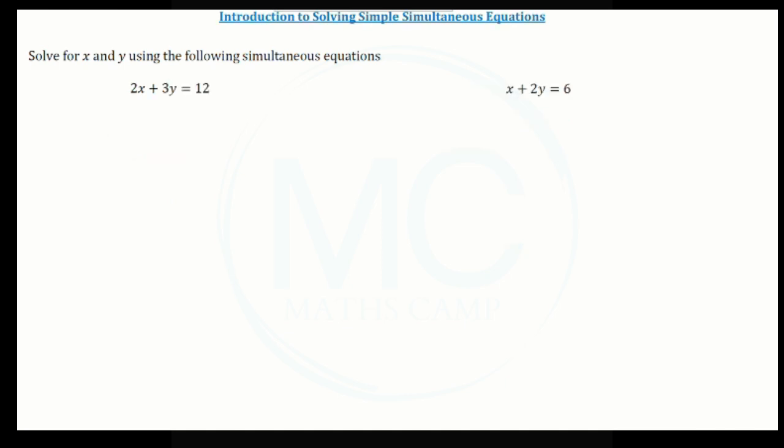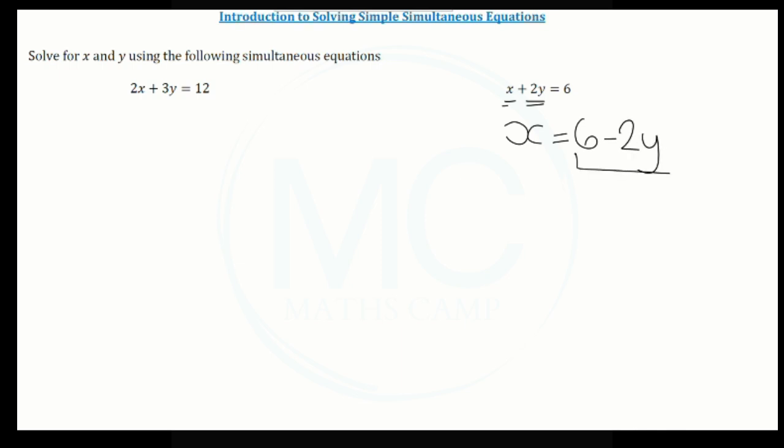2x plus 3y is equal to 12, and x plus 2y is equal to 6. The only variable without a coefficient is this x over here. So let's make this the subject of this equation. And I'm going to say x is equal to the 6 that is already there. We're going to move positive 2y. So we say minus 2y.